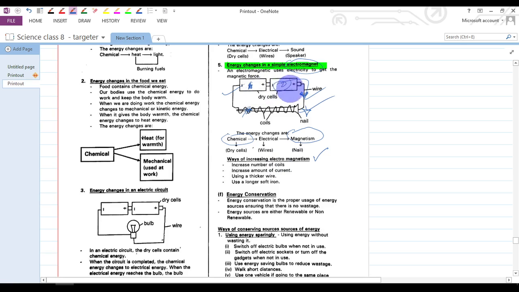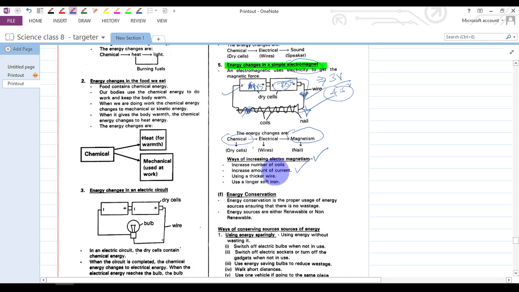When you talk about amount of current, the normal dry cells have a voltage of 1.5 volts and the other one has 1.5 volts. Like for instance, here we have a total of 3 volts. Now if we put an extra dry cell here, we shall have 4.5 volts. What will happen is that the electromagnet that will come out of 4.5 volts will be much stronger than the one that has 3 volts.